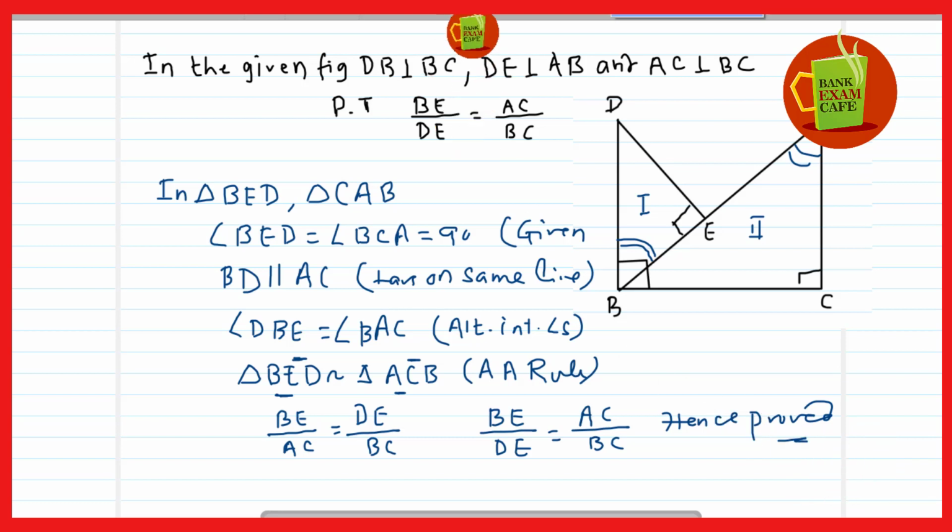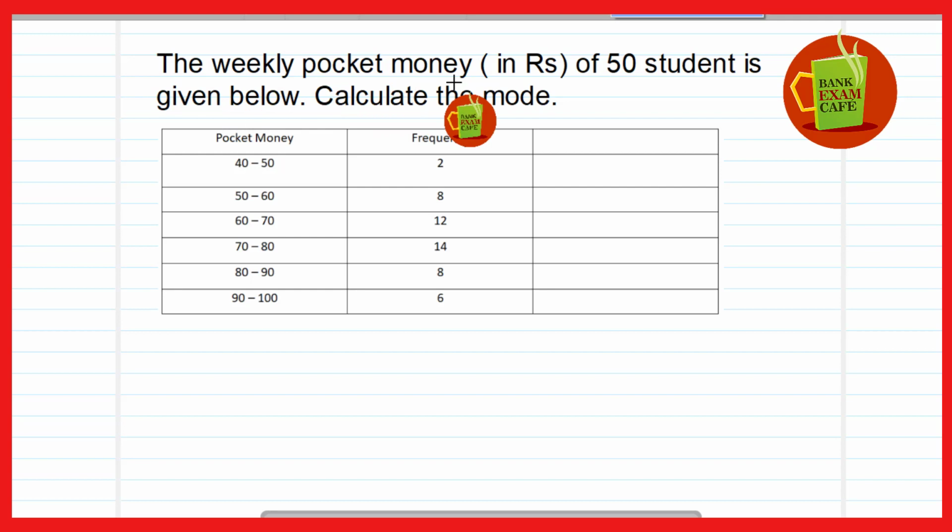Now let us move to the next question. The question is that the weekly pocket money in rupees of 50 students is given below. Calculate the mode. Here in the table, the pocket money of 50 students is given, and you have to find the mode. In the first column, the pocket money is given as 40 to 50, 50 to 60, 60 to 70. So this is the class interval, and this is the frequency.